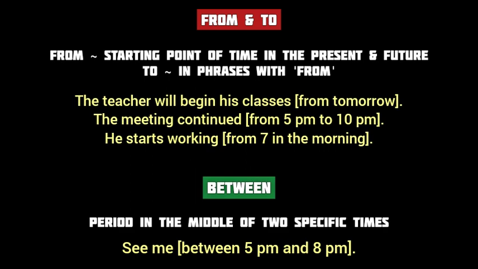See me between 5 pm and 8 pm. The expression between 5 pm and 8 pm means in the period from 5 pm to 8 pm. But make no mistake, when you use the preposition between, you use the conjunction and not to after it.